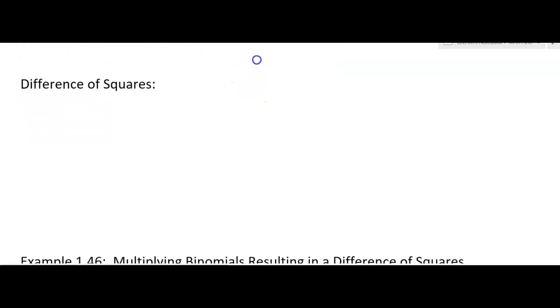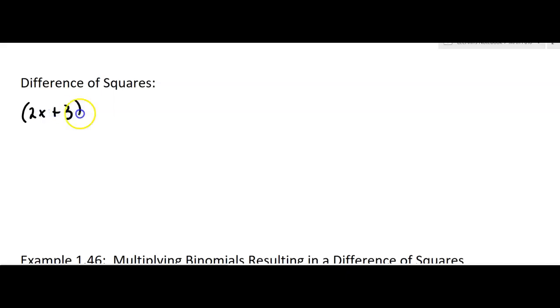Okay, so now we're going to talk about the difference of squares. Let's say that we have a binomial like 2x plus 3 times a binomial 2x minus 3. Notice that the two binomials look very similar, right? The only difference is one has a plus and the other has a minus.